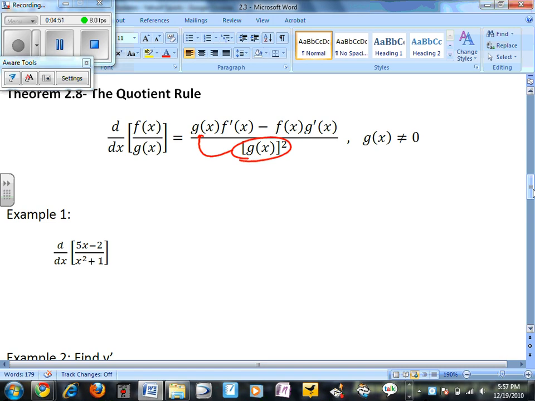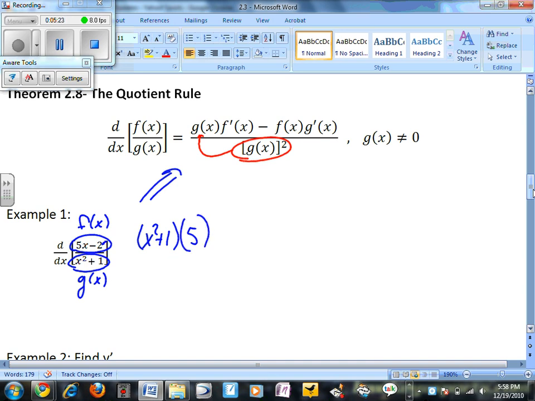Okay, so I'll show you that. We'll do that right now. What this says is that my bottom is my g of x, and my top is my f of x. So we leave the bottom, bring the bottom up, so it's x squared plus 1 times the derivative of the top. The derivative of 5x minus 2 is 5, because the derivative of a constant 2 is just 0, right?